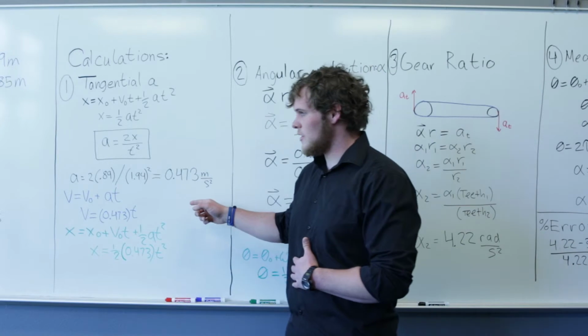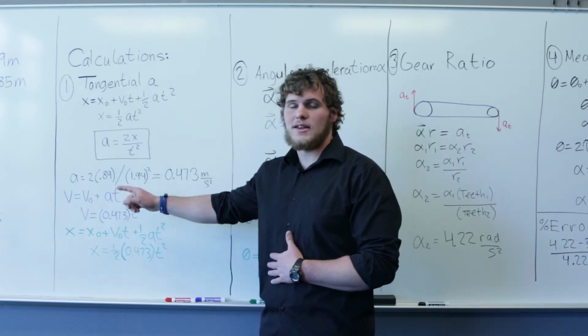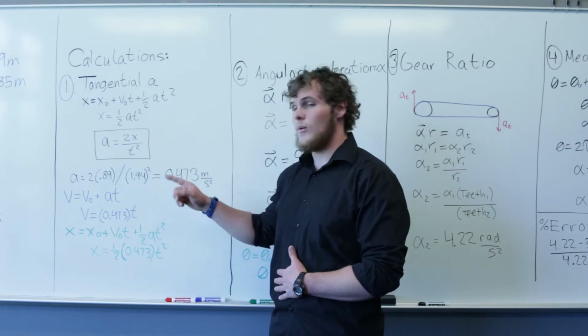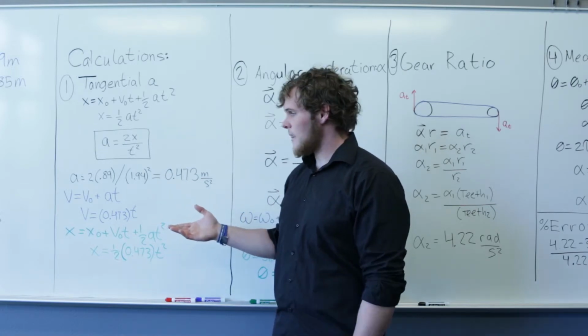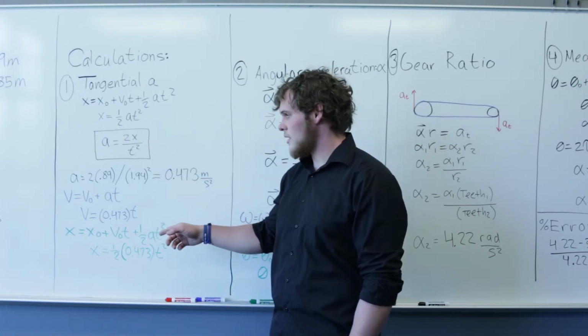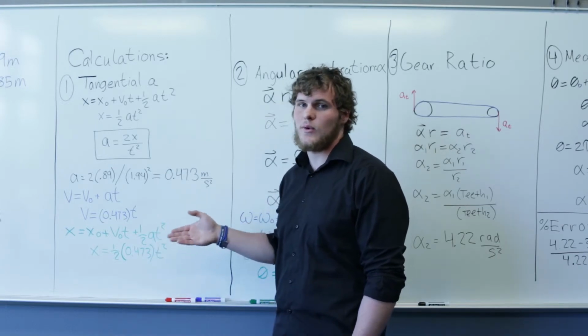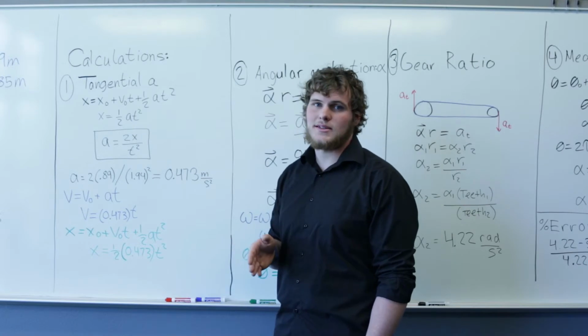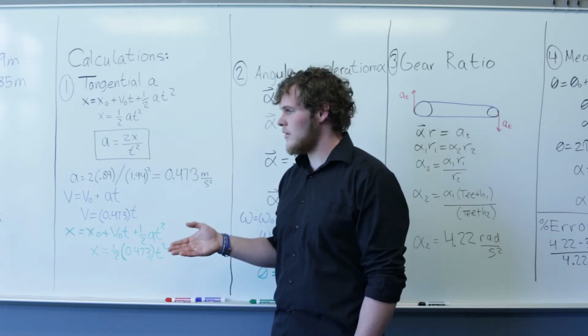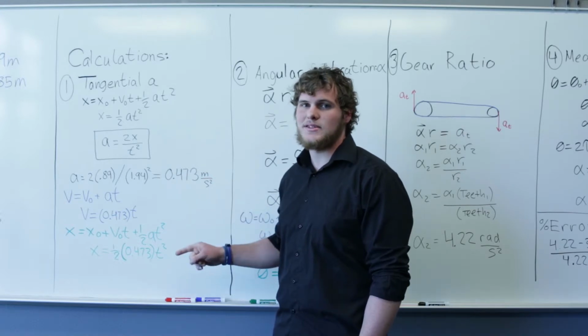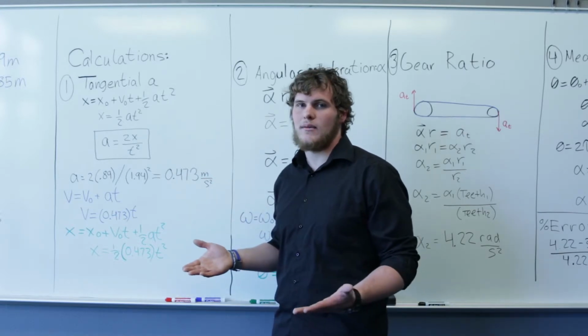Using that acceleration, we can calculate the tangential velocity using the equation v equals v naught plus at, where v naught is equal to 0, and we can calculate the position using the equation x equals x naught plus v naught t plus 1/2 at squared, knowing that x naught and v naught are both 0. This way we can calculate the velocity and the position at any point in time.